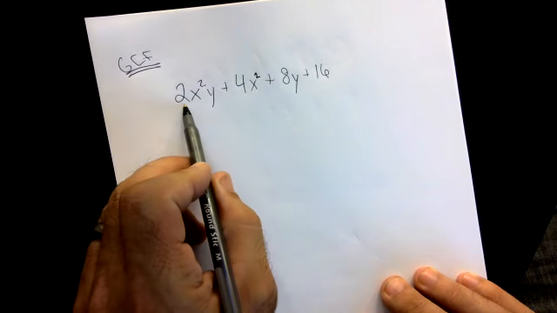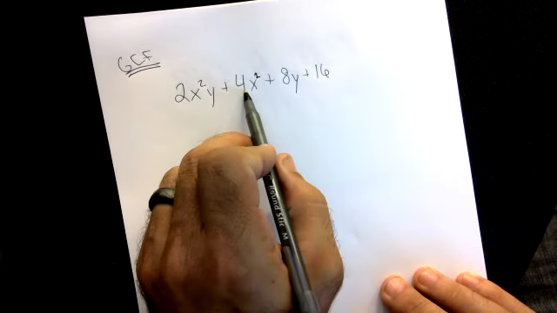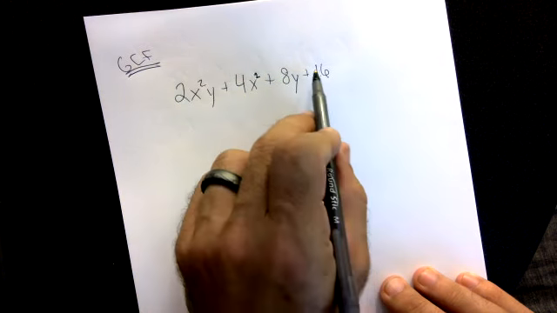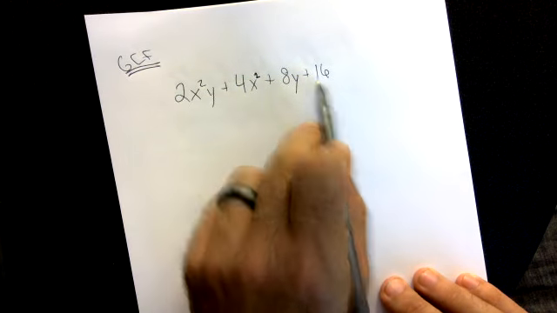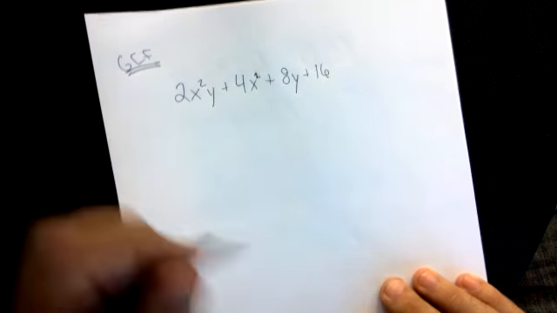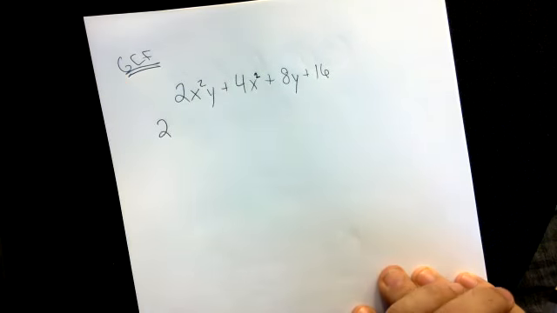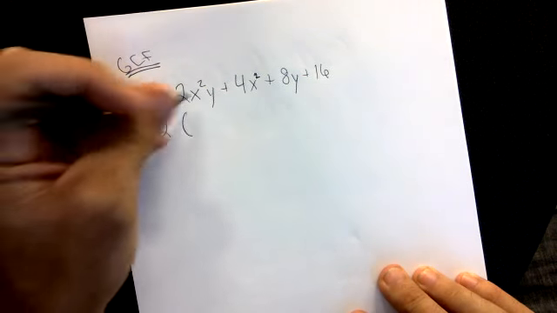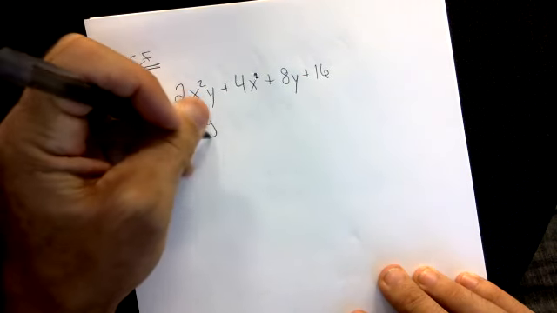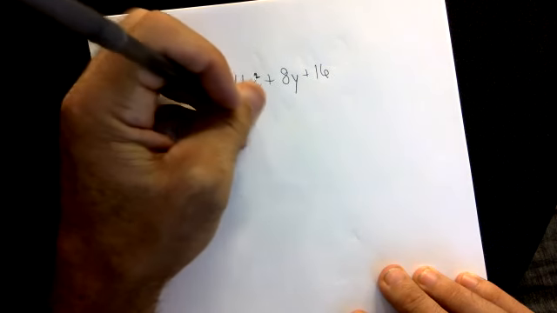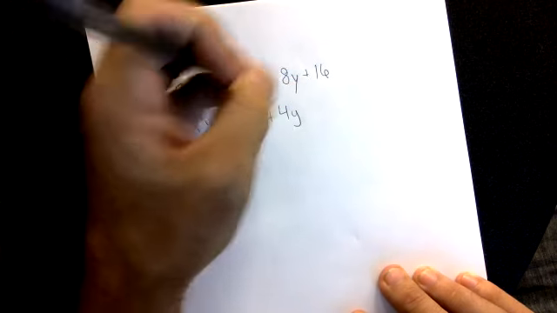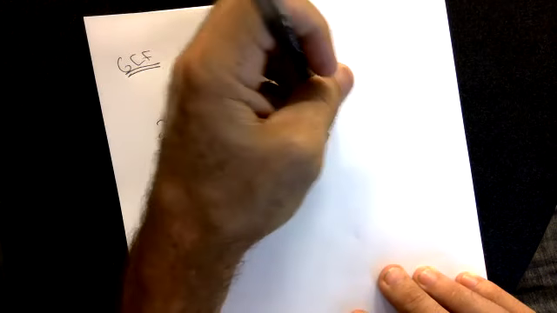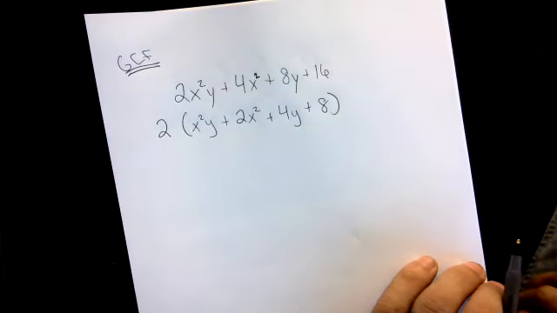If we look, there's a 2, there's a 4, and there's an 8, and there's a 16. Okay, these big numbers are all divisible by the same thing. We can factor out a 2. So if we can do that right off the bat, we divide that out, and I'm left with x squared y plus 2x squared plus 4y plus 8.